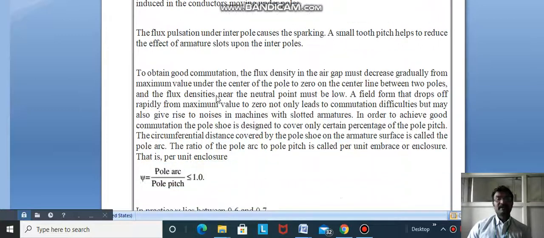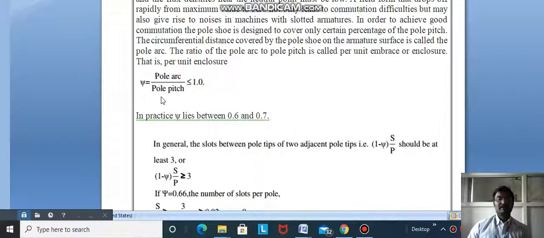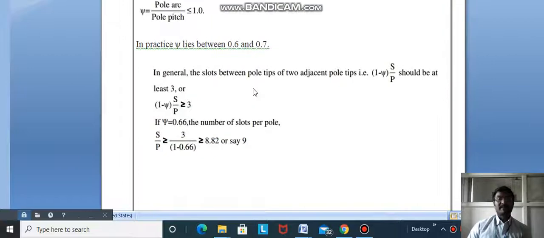To obtain good commutation, the flux density in the air gap must decrease gradually from the maximum value to the minimum value between poles, and the flux density near the neutral points must be low. So λ is equal to pole arc by pole pitch, and the value will be less than or equal to 1.0. In practice, λ lies between 0.6 and 0.7.